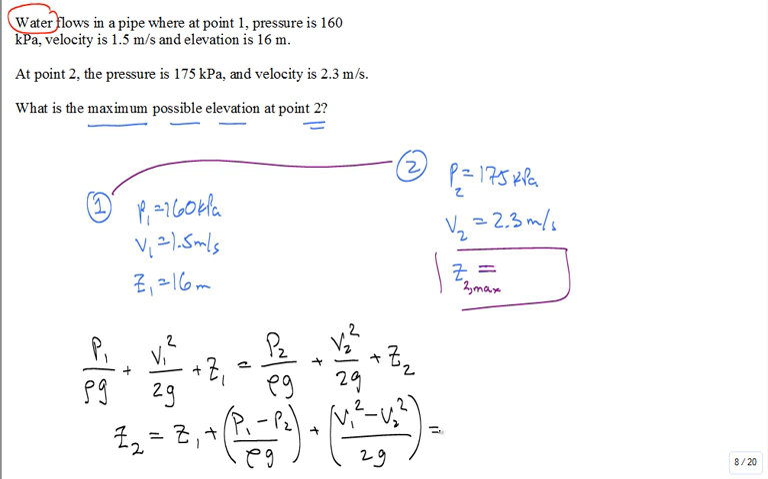You have to be careful on units, so this would be 16 meters plus. I have 160 minus 175. It's kilopascal, so kilonewton per meter squared. And then rho g, oh man, I've seen that before. Sometimes they call that gamma. It's a weight density. Rho g, weight density, right? I can't remember. What is that for water? 9.81.